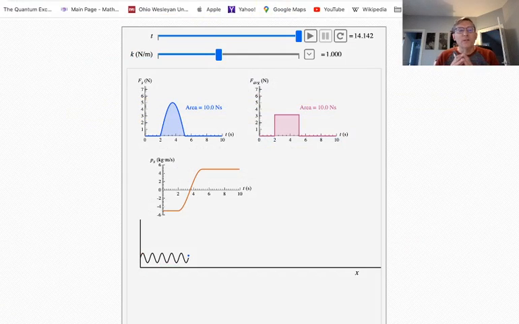Okay, so there's the animation just as we left it. And we note that there are 2 force plots. The force on the left is the actual spring force versus time. That's the blue trace. And it's kind of a complicated shape. The force on the right, notice the vertical axis is labeled F avg, the average force on the block due to the spring versus time. By definition, the average force is constant.